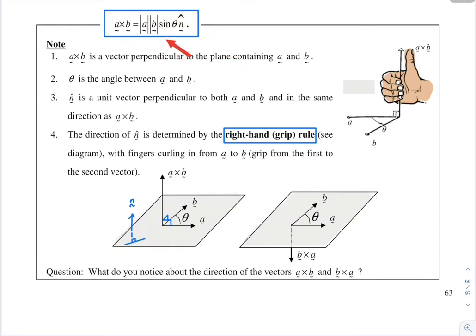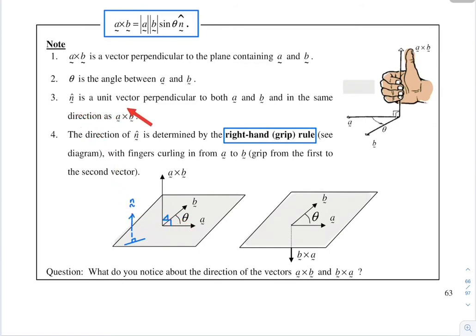From the definition of the cross product, we realize that A cross B will be a vector perpendicular to the plane containing the vector A and the vector B. In this setup, you can see the plane containing the vector A and the vector B. The angle between the two vectors is theta. When we do a cross product between the vector A and the vector B using the right hand thumb rule, we get the vector A cross B pointing upwards, and this vector is perpendicular to both A and B.